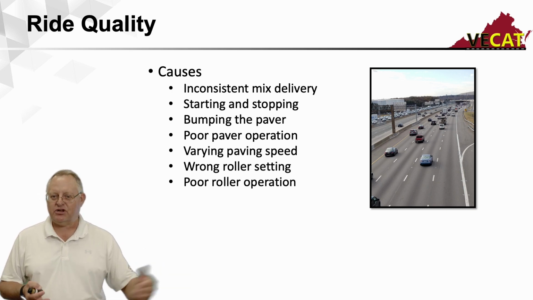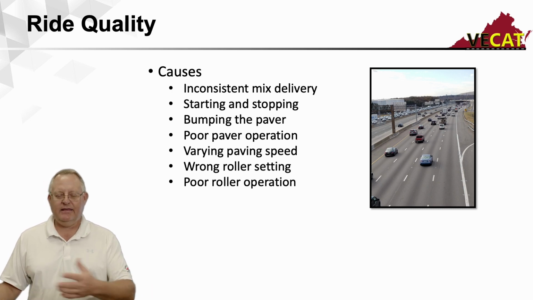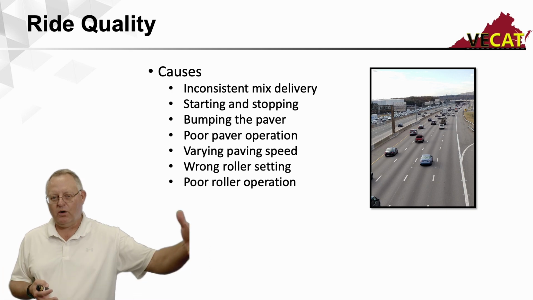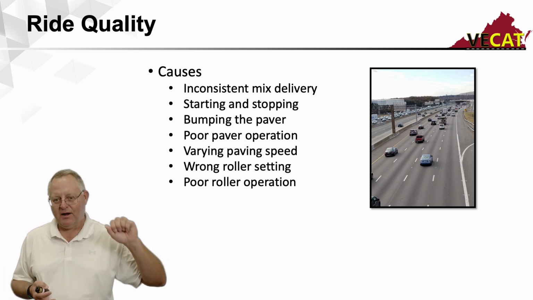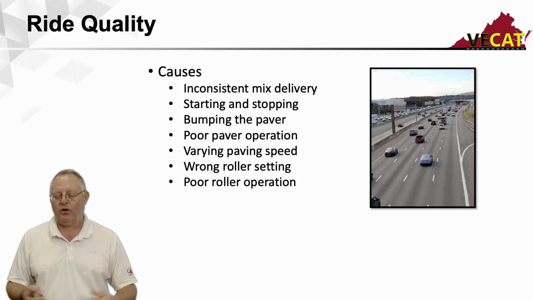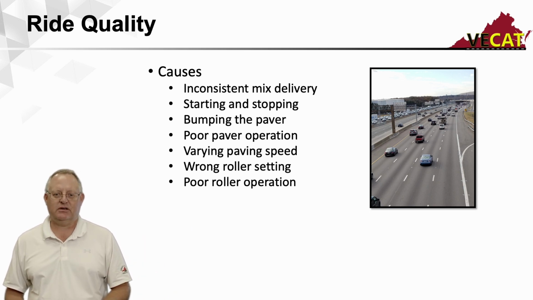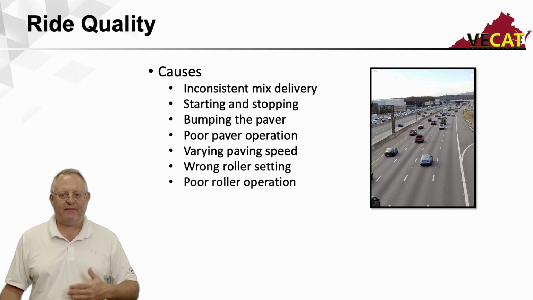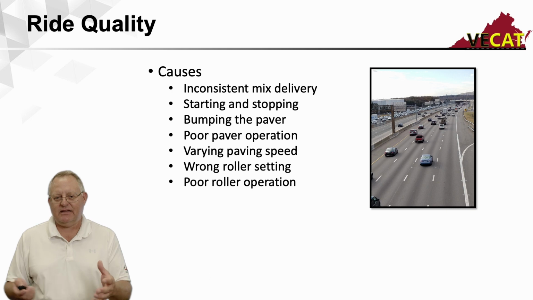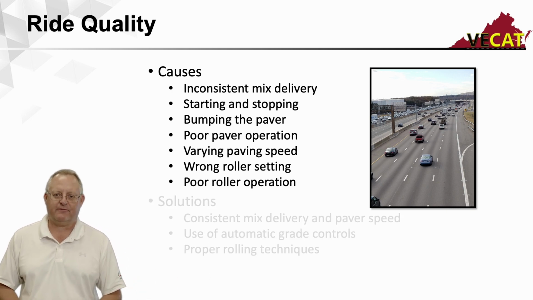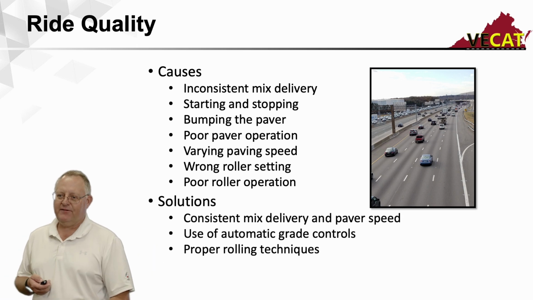Wrong roller settings, I showed you a picture of what happens when you have the amplitude and the frequency backwards. And then just poor roller operation. Maybe you're going up real quick with the roller, you're jamming the brakes, you're rolling up the material, creates a hump, you're not getting it out. The only way to get it out is with a milling machine. So a lot of things can lead to poor ride quality. You have to, at times, if you see it, work your way backwards, see where is my poor ride quality coming from. But there's ways to fix it.